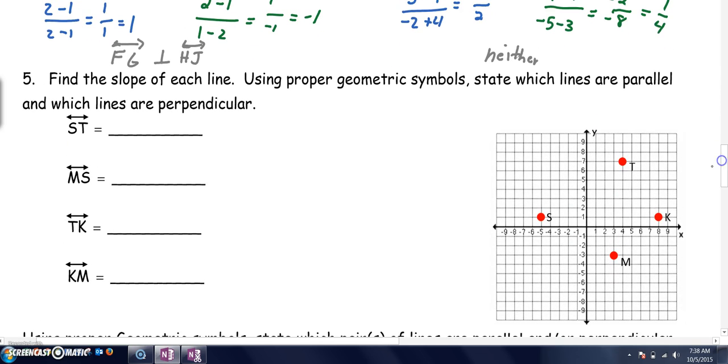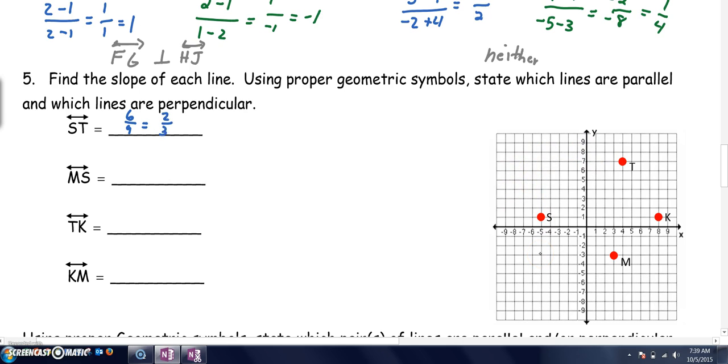Number 5, find the slope of each line. Use proper geometric symbols, and state which lines are parallel and which lines are perpendicular. So first, we're going to find the slope of ST. From S, I go up 1, 2, 3, 4, 5, 6. And I go over 1, 2, 3, 4, 5, 6, 7, 8, 9. So my slope of ST is up 6 over 9, and that reduces to 2/3.